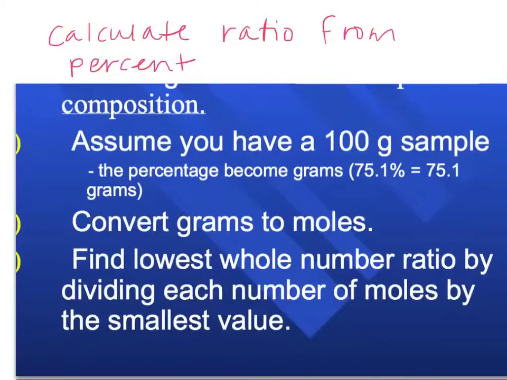So this is a little bit more complicated calculation. What we can do to find the empirical formula is calculate the ratio from the percent composition. The way that you would do that is you have to assume that you have a 100-gram sample, and then the percentage becomes grams. So if you knew that you had 75.1% of a substance, you could simply convert that into 75.1 grams, because if you have 100 grams, are you seeing how that's matching up there? Then you convert those grams to moles and find the lowest whole number ratio by dividing each of the moles by the smallest value. I'll show you how that works on the next slide.